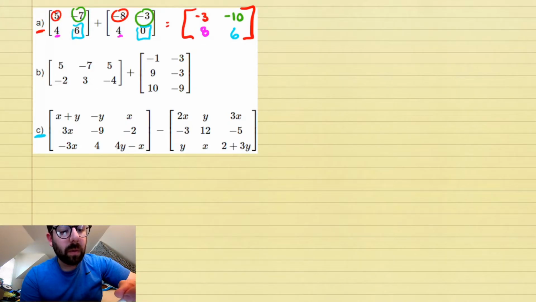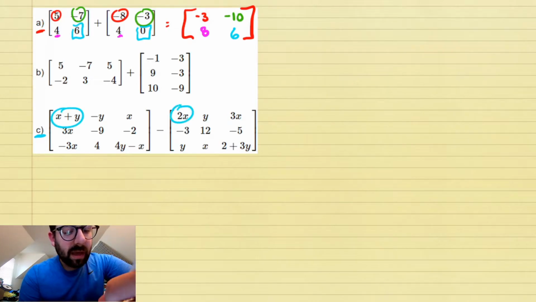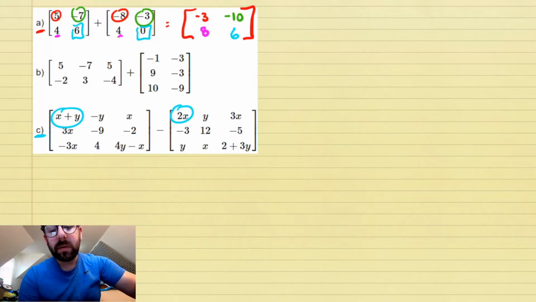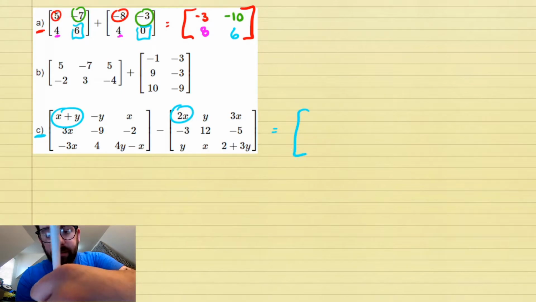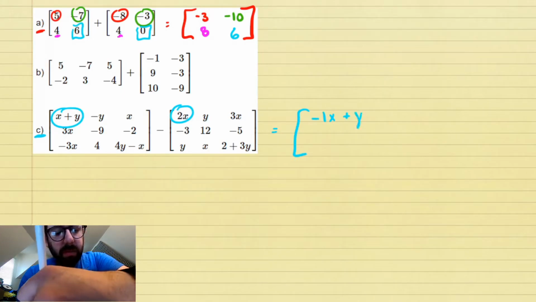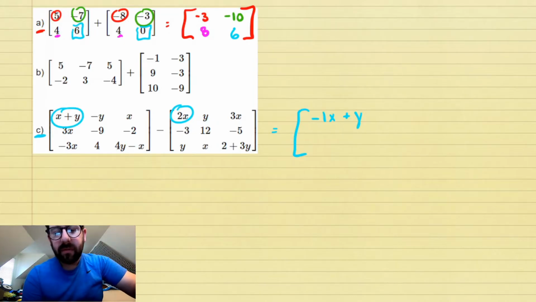So if you look at the bottom one, they are the same matrix size. This is 3 rows by 3 columns, and 3 rows by 3 columns. So they are the same size matrices. I can subtract them, just entry for entry. I know it seems really goofy. So if I take that first item, x plus y, and subtract 2x, I'm going to get a -1x plus y in that first spot, because 1x minus 2x is -1x.